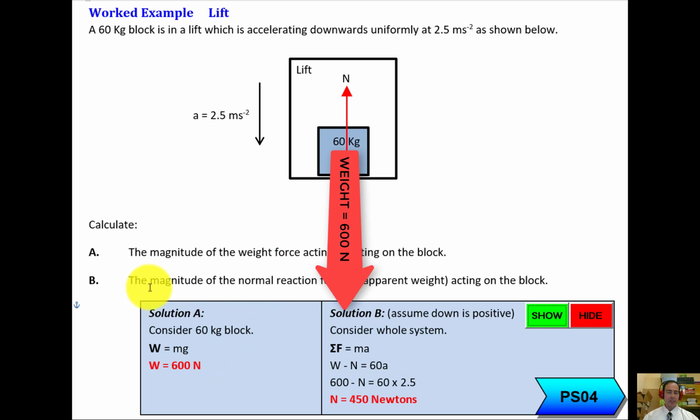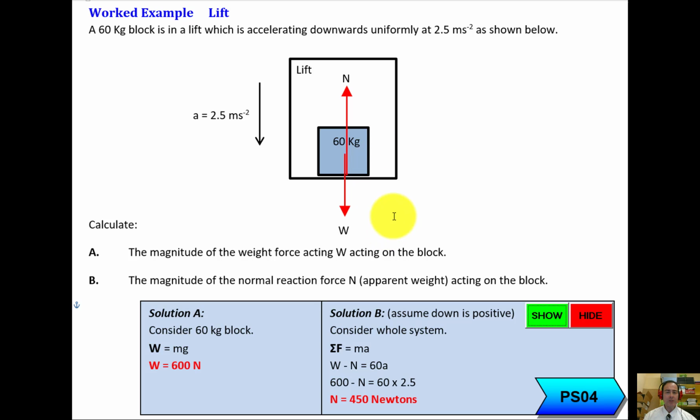The second question is the magnitude of the normal reaction, which is sometimes referred to as apparent weight, acting on the block. Now we'll get back to apparent weight later, but it's a way of us recording how it feels when a force is acting on us, and all we can feel if we're standing on a surface is the surface pushing upwards on us, and that's why we call that the apparent weight. However, it's only equal to the actual weight in magnitude in the instance when you are not accelerating, since if you are accelerating, some of the weight is used to accelerate you.